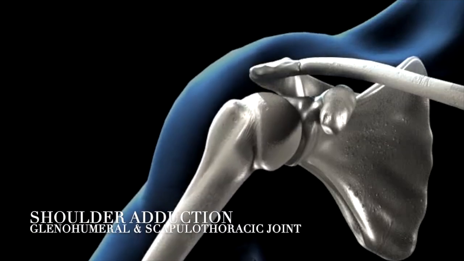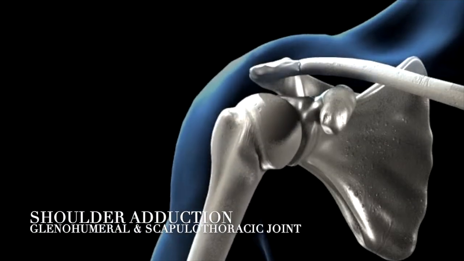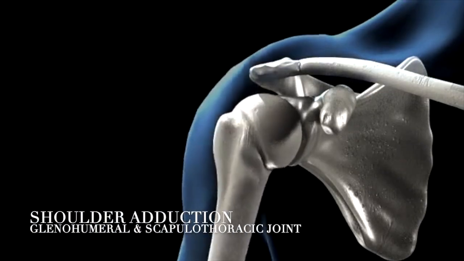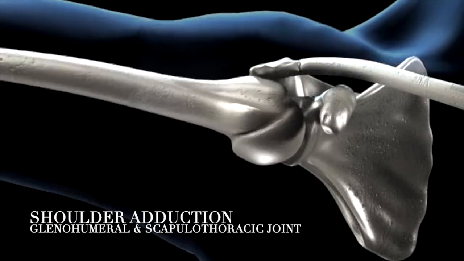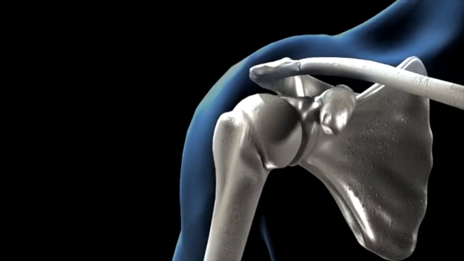During shoulder adduction, the glenohumeral joint moves the arm toward the midline while the scapulothoracic joint undergoes downward rotation, depression, and slight retraction to stabilize the scapula against the thorax. The joint angle decreases during adduction.